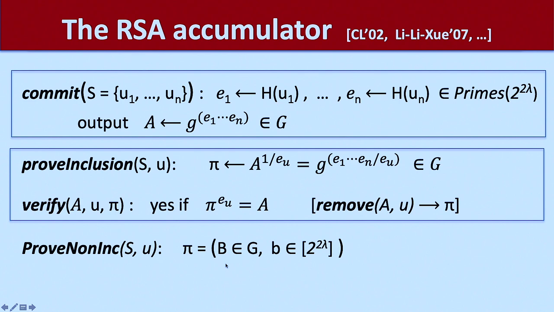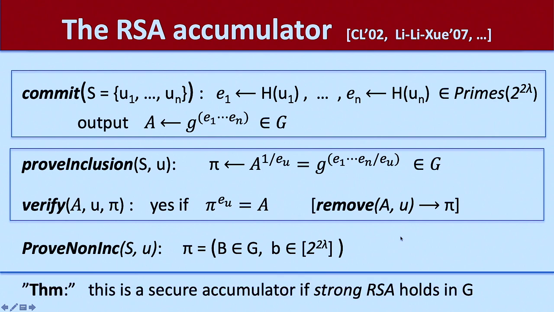By the way, this is a little bit less known and not so simple to see, but it turns out there's actually a very, very clever trick that lets you prove that an element is not in the accumulator. The proof is basically one group element and one small integer. There's a way to verify that that proof actually is correct. And this is a secure accumulator if the strong RSA assumption holds. Okay, so that's a quick summary of the RSA accumulator.